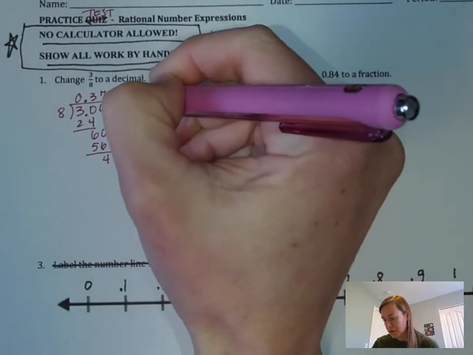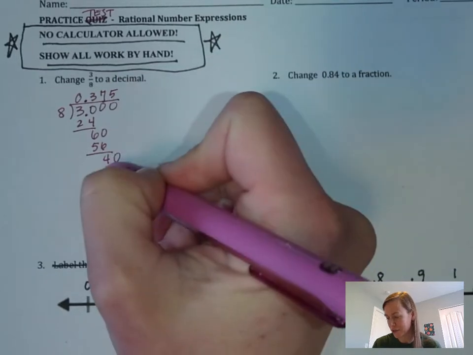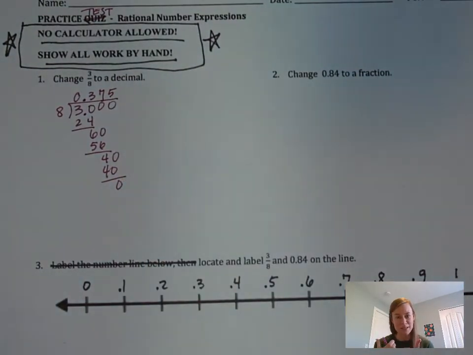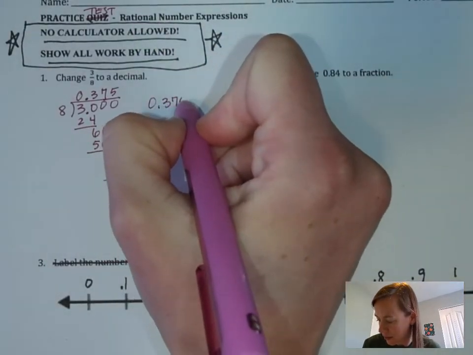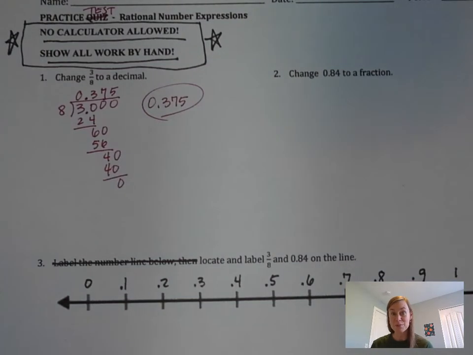Now, will 8 go into 40? Yeah, 8 times 5 is exactly 40. So it looks like we've finally gotten to a 0 here, which is awesome. That means we're done. And our answer is 0.375. Okay, let's go on to number 2.